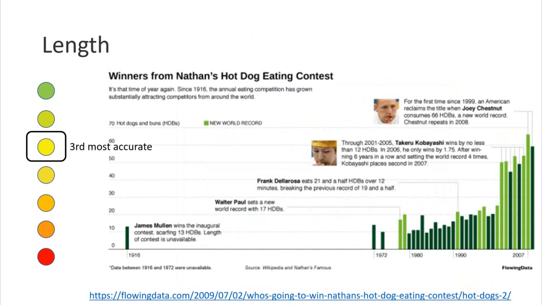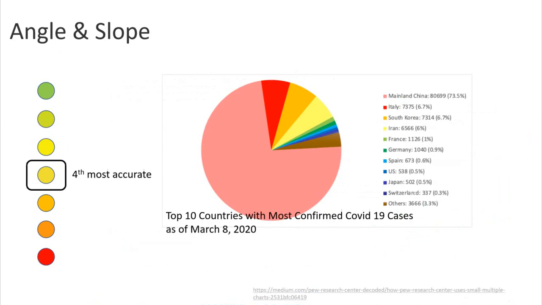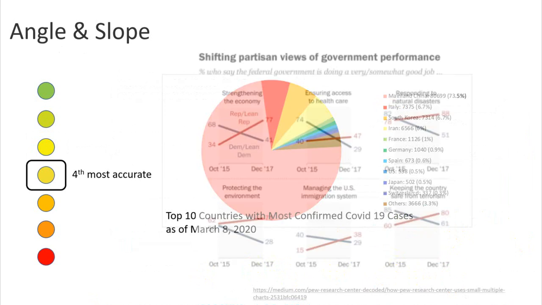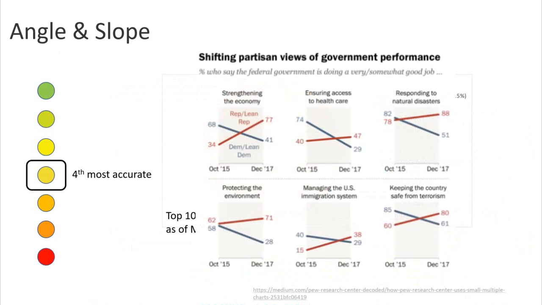Length is the third most accurate. This ridiculous plot, but I didn't change it. In pie charts, a good example of angle and slope. These are the fourth most accurate. We also see these in line plots, time series plots. That's where we're comparing angle and slope. Slope plots like this.